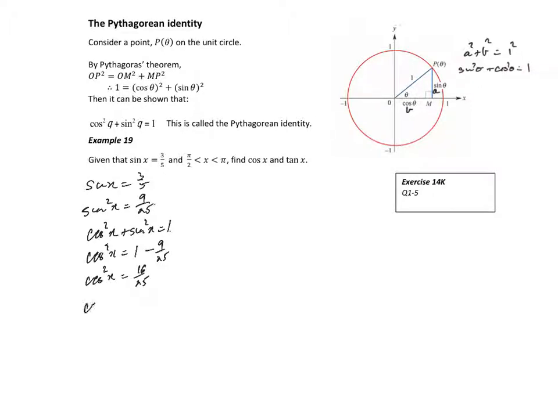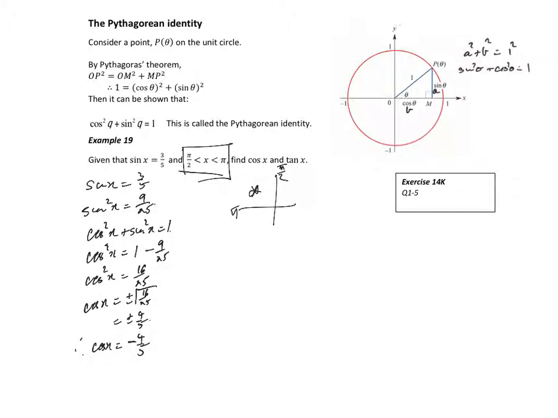So cos x equals plus or minus the square root of that, which equals plus or minus 4/5. Now, to determine whether it's plus or minus, we look at the domain that we're in. So pi on 2 to pi is there, that quadrant there, and cosine's negative there. So cos x has to be negative 4 on 5.